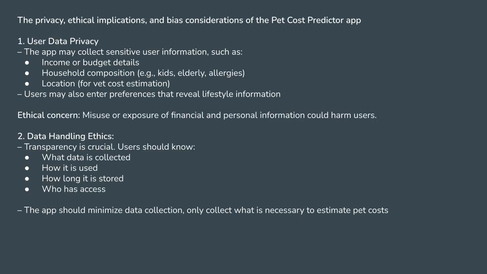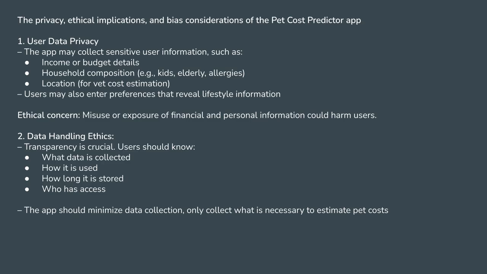The privacy, ethical implications, and bias considerations of the Pet Cost Predictor app. 1. User data privacy. The app may collect sensitive user information such as income or budget details, household composition, ECG, kids, elderly, allergies, location for vet cost estimation. Users may also enter preferences that reveal lifestyle information. Ethical concern. Misuse or exposure of financial and personal information could harm users.